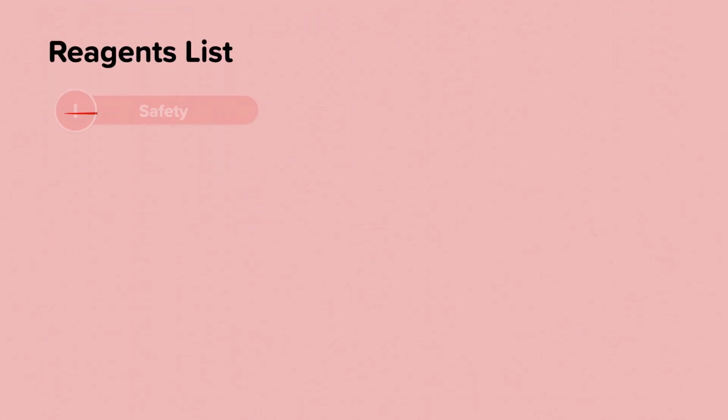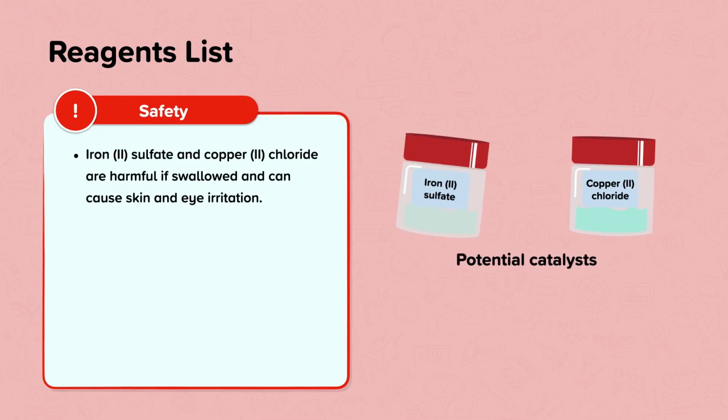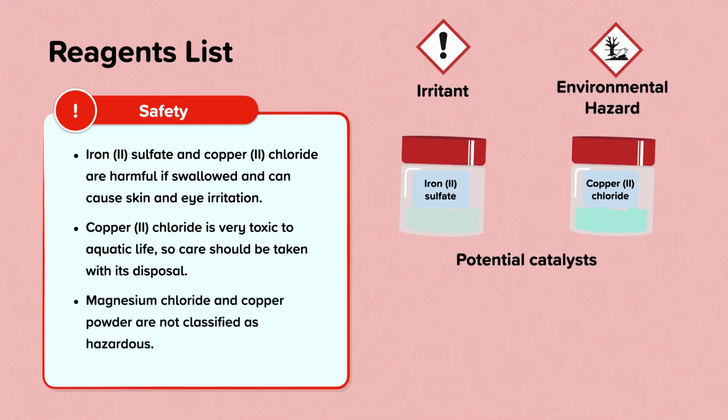The four solids being tested to see if they are catalysts are also reagents. These are iron(II) sulfate and copper(II) chloride, which are harmful if swallowed and can cause skin and eye irritation. Copper(II) chloride is very toxic to aquatic life, so care should be taken with its disposal. Magnesium chloride and copper powder are not classified as hazardous.